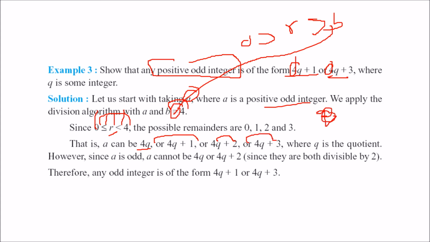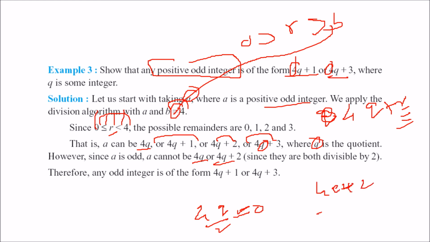So what we have done here is written it as 4q plus r, where r can be 0, 1, 2, 3, so 4q, 4q plus 1, 4q plus 2, 4q plus 3, where q is the quotient. But 4q is divisible by 2, yes. 4q plus 2, taking 2 common, gives 2 times 2q plus 1, again divisible by 2.